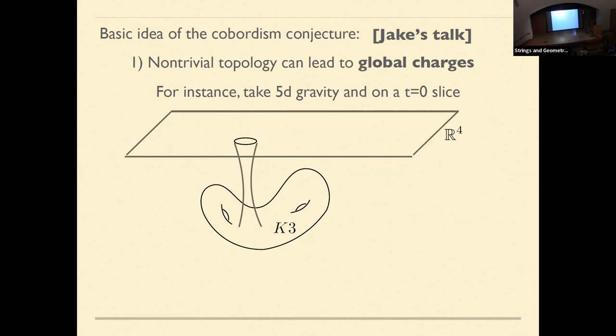And if I were to do this instead of K3 with S2 cross S2 or your favorite four manifold, it looks like I'm going to get many different particles, many different charges. It looks like I'm going to get a lot of conserved charges.